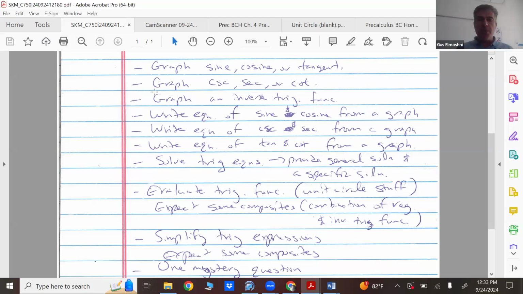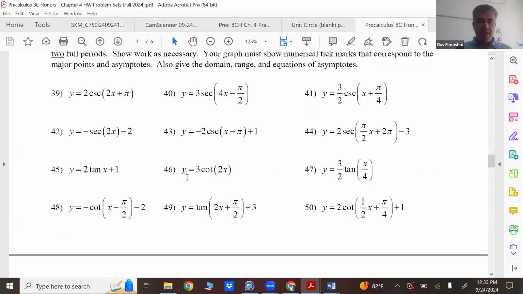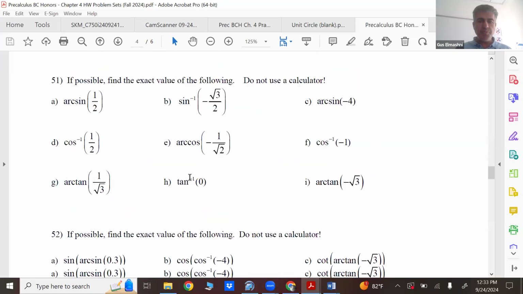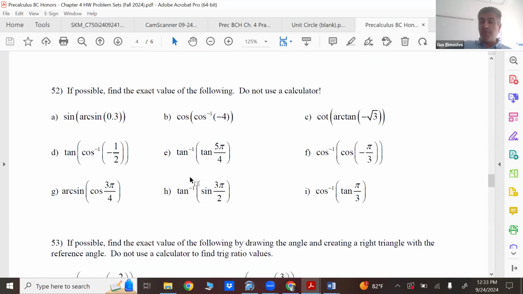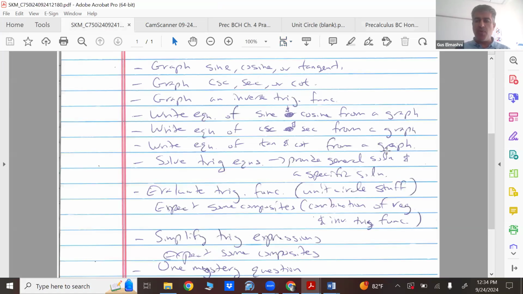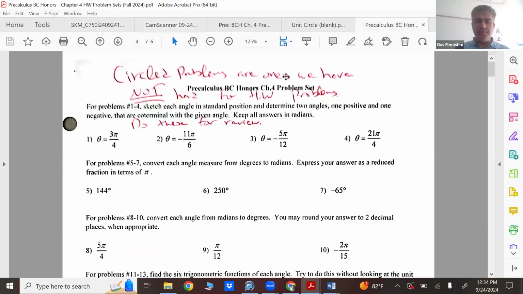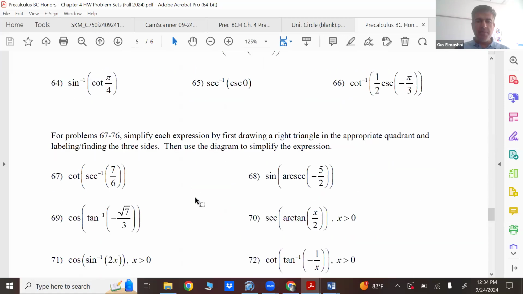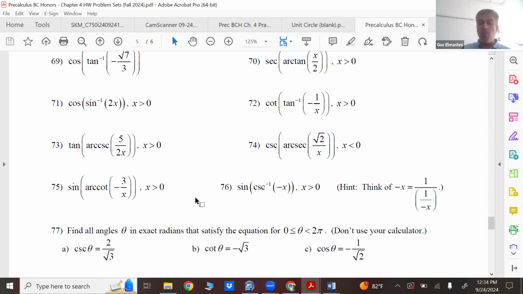So those problems would correlate to like here, 52. 52 is exactly what I'm talking about, right? That's like a composite of an inverse of the regular trig function. So regular trig function, that's what REG stands for, regular trig functions. So a combination of regular and inverse trig functions. And then expressions. Notice how 71 through 76 are all expressions. So I'll have a question like that there.